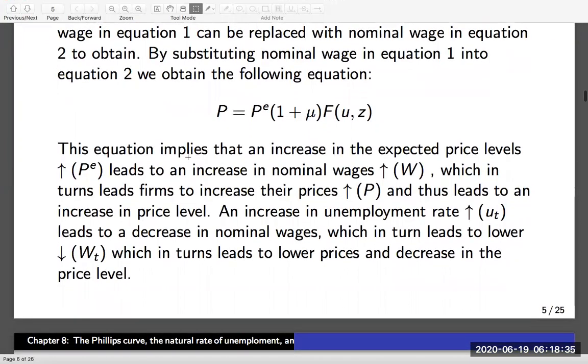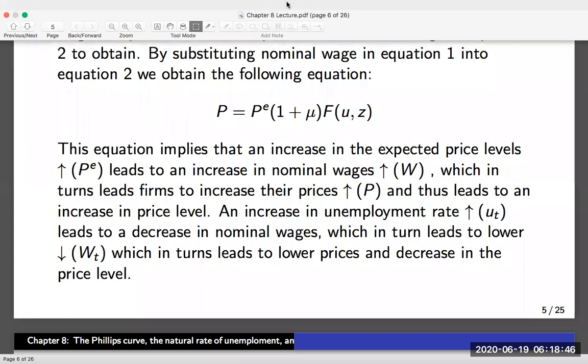So this equation implies that an increase in the expected price level leads to an increase in nominal wages, which in turn leads firms to increase their prices, P, and that leads to an increase in the price level. Can you hear me?